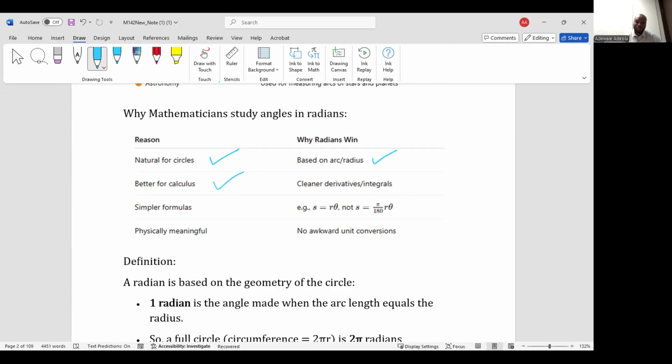And it is better for calculus. This radian angle is better for calculus. Also, it yields simpler formulas, just like length of arc equals r theta, unlike in degrees where we have this. And it has physical meaning by not having awkward unit conversion. For example, okay, I will talk about that in a bit. But for now, just get that there is no awkward unit conversion for radian angle.